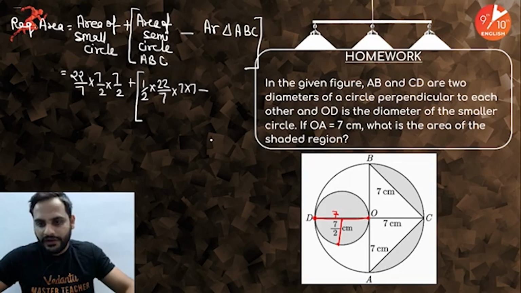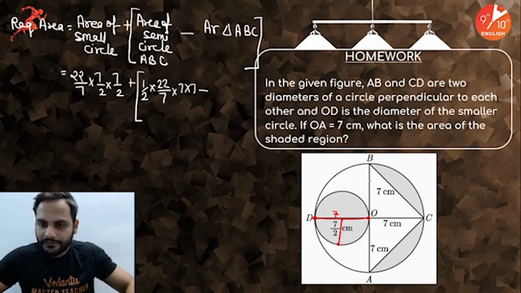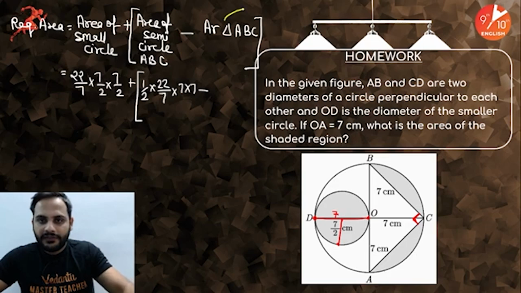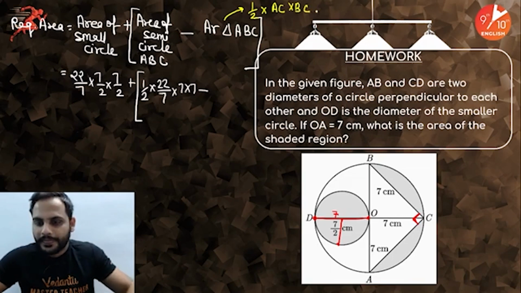But if I have to find the area of this triangle ABC, look children, first thing, this is a triangle in the semicircle, and the angle in the semicircle is always 90 degrees. Since it is a right angle triangle, its area can be written as half into base into height. Keep AC as the base and BC will be your height.